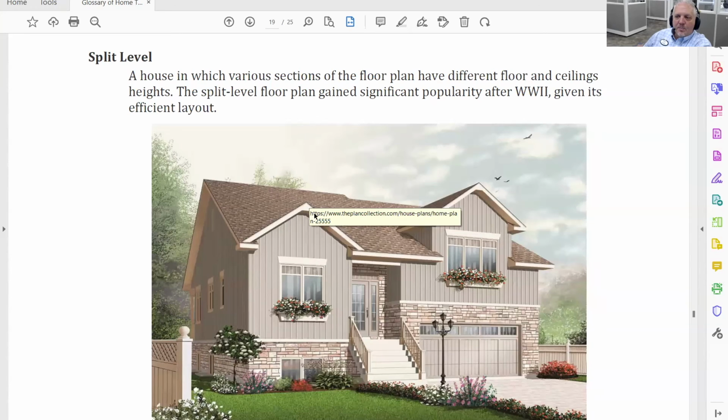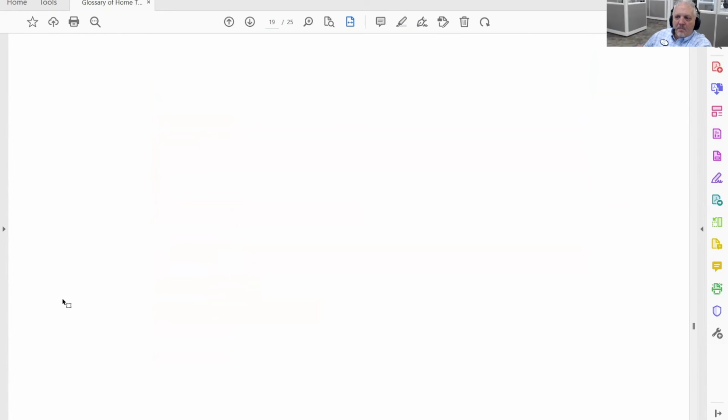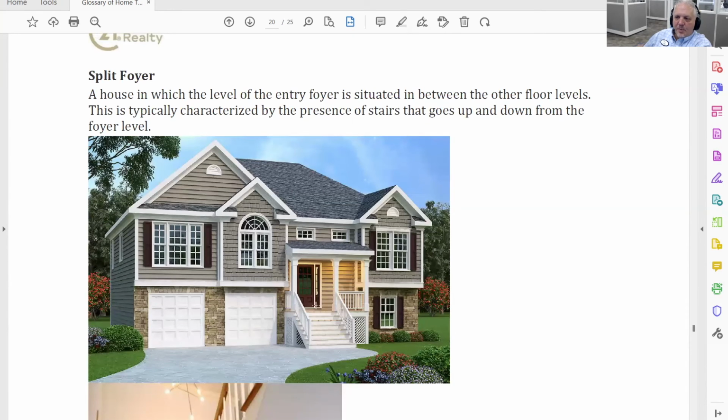Okay, quite often split level homes are confused with split foyer homes. Notice the split foyer has two levels of the home, but the entry door, where the foyer is, is split between the two levels. Does that make sense?